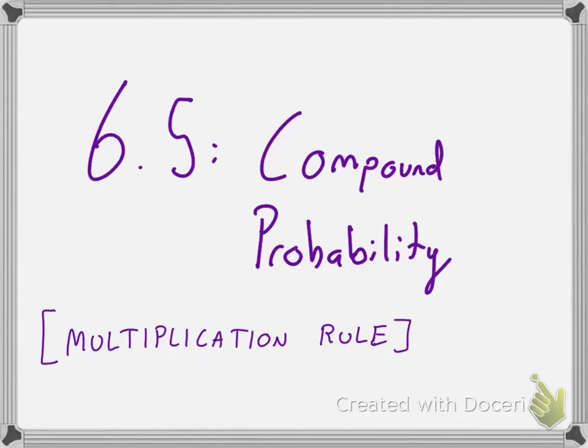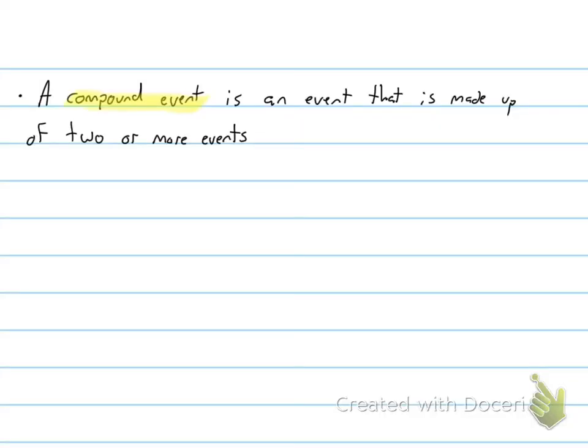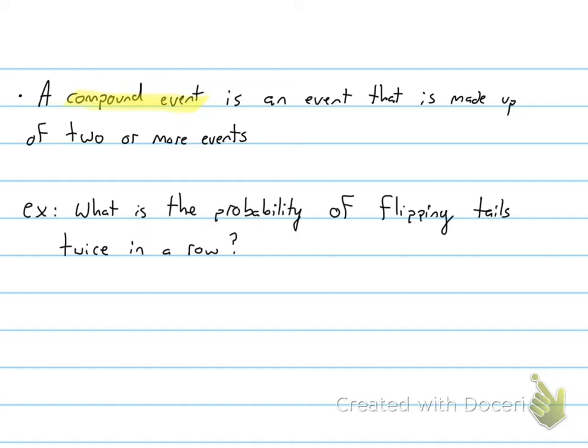In section 6.5, we're going to talk about compound probability, and specifically the multiplication rule. A compound event is an event that is made up of two or more events. An example of that would be, in a coin toss, what's the probability that I flip tails twice in a row? It's compound because I have two coin tosses instead of just one. So today we're going to learn how to find the probability of something like that.